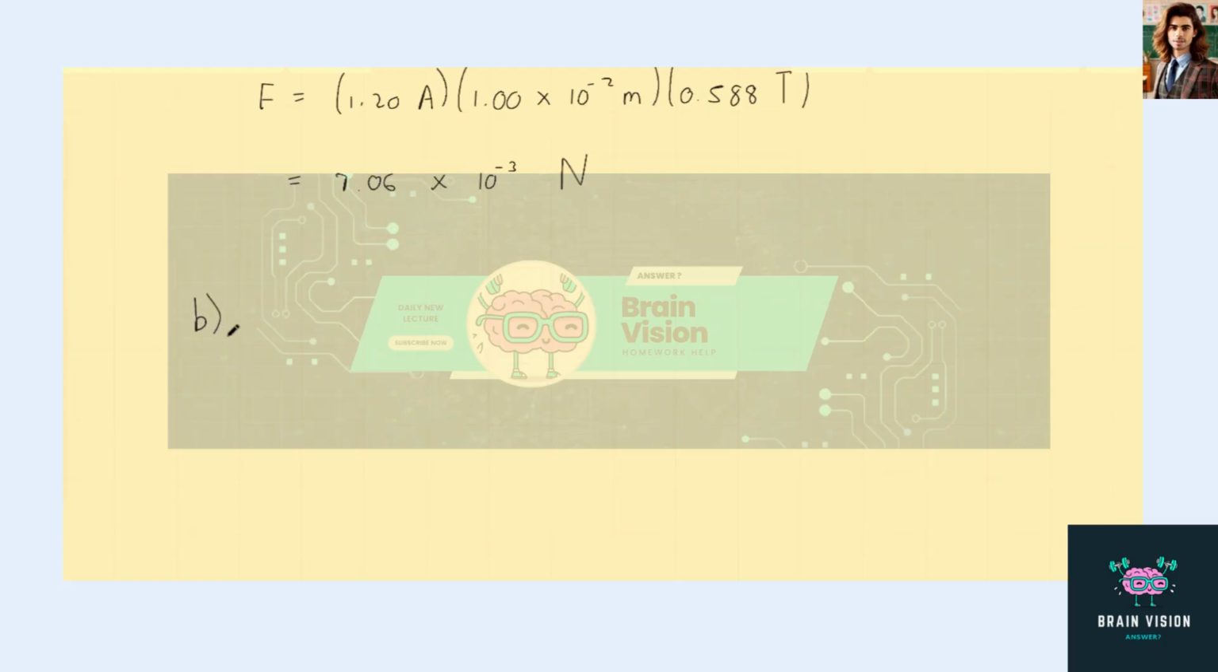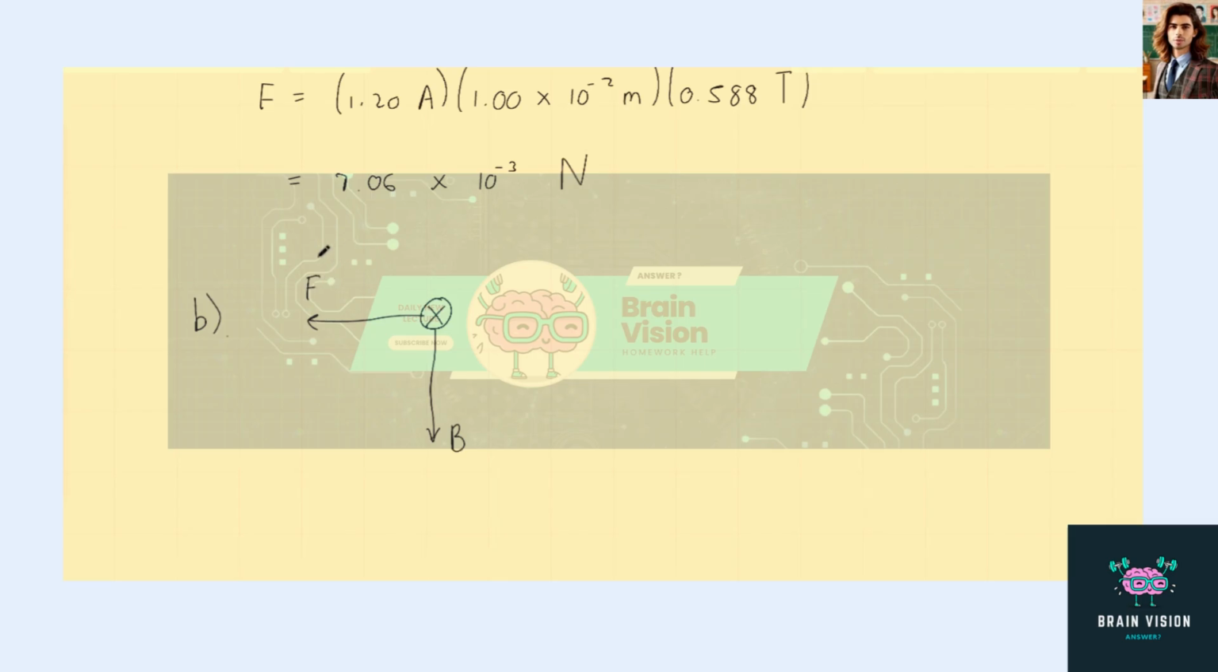Now, for part B, we are told that the magnetic field direction is south. So again, we'll draw a diagram. We have our current downwards into the page, and our magnetic field is oriented to the south. So again, with the right-hand rule, we find that the force now points to the west.